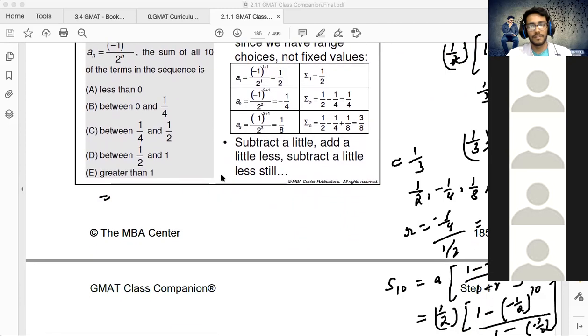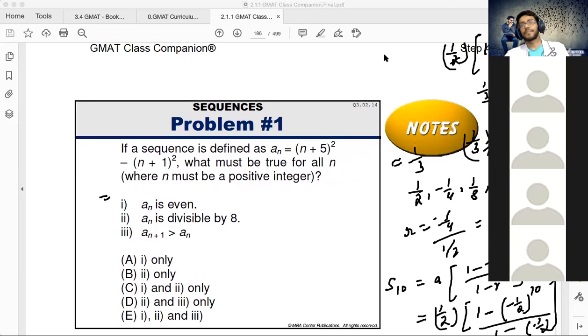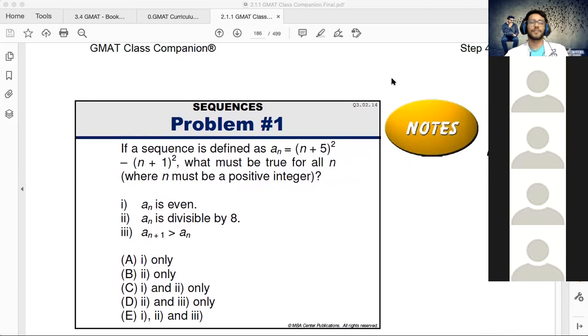So the formula you should be aware of. Try this, everyone. This is the homework. Still 15 minutes are there. I'll leave you in 15 minutes. Try this. Sequence and series is a very important topic.